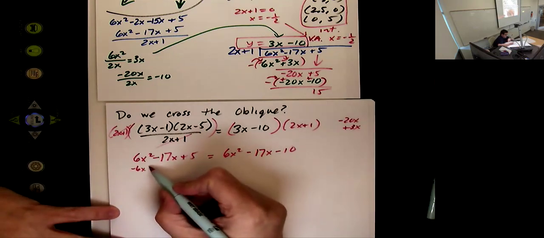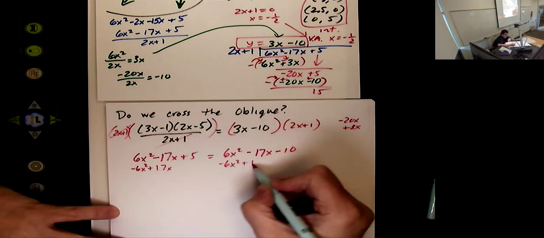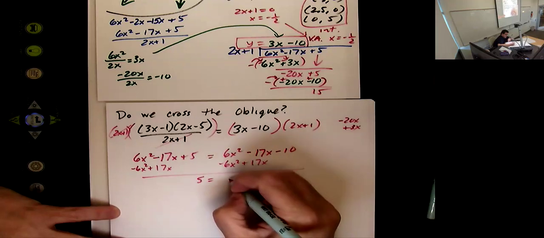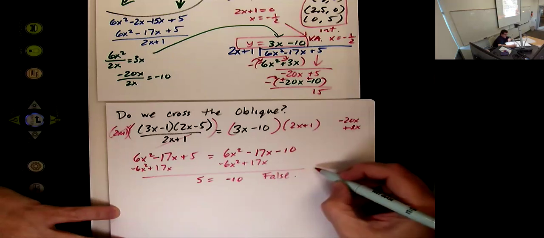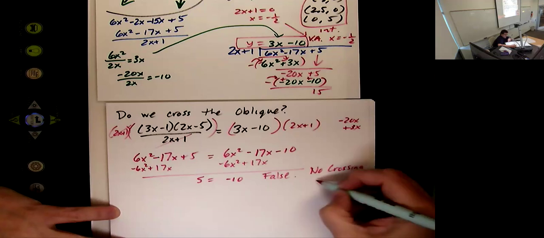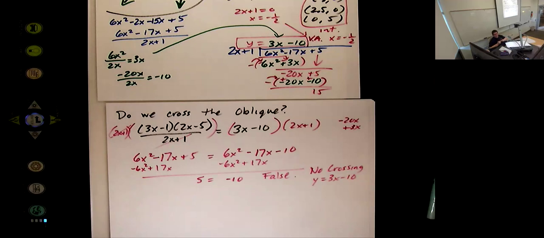Subtract 6x squared and add 17x to both sides. And I get 5 equals negative 10, which is false. So no crossing. Y equals 3x minus 10 is a true asymptote.